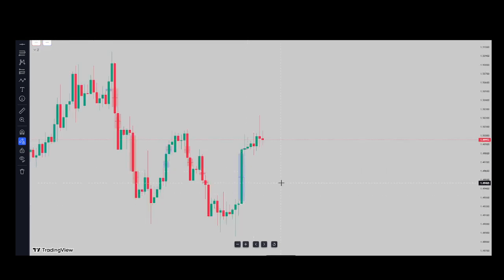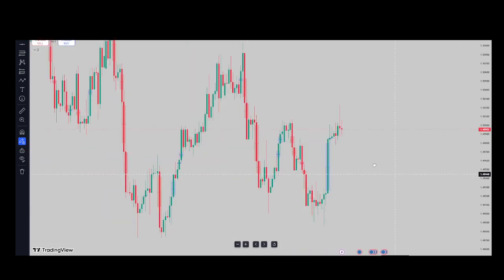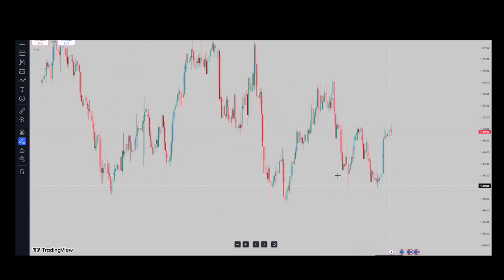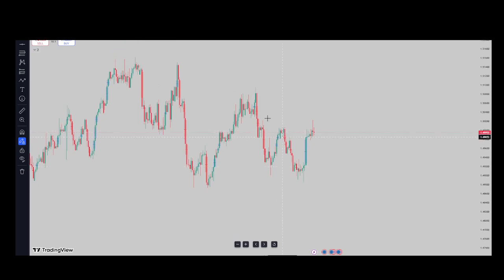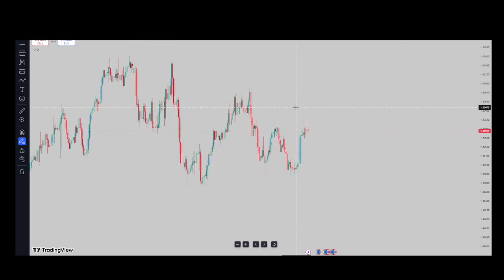Now the next pair that we are watching this week is, what's it called, EURCAD, but I don't like the price action that I'm seeing on EURCAD at the moment.